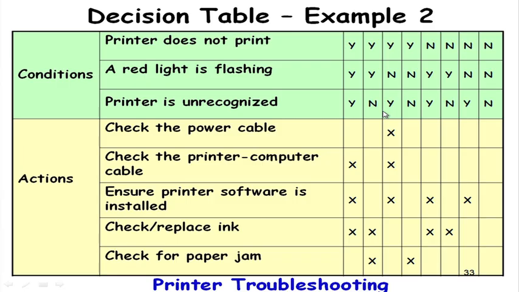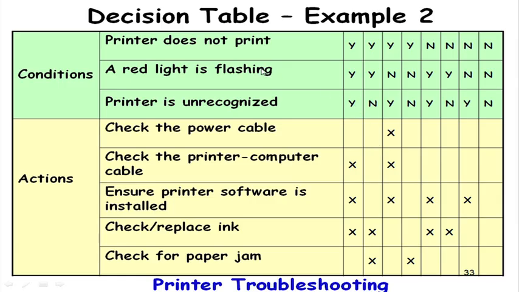Now, let us look at another example. Let us say we have a printer diagnosis software where we enter the condition and it outputs the actions that need to take place. For example, if the printer does not print, the red light is flashing, and the printer is unrecognized, then we have check and replace ink, check paper jam. If we have all 3 of them yes, then it is check the printer computer cable, ensure printer software is installed, and check and replace ink.